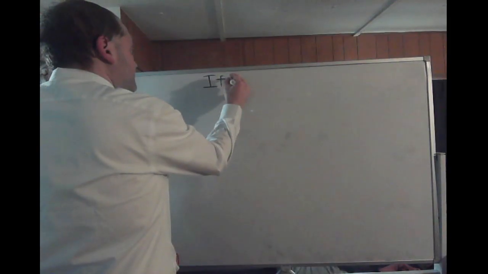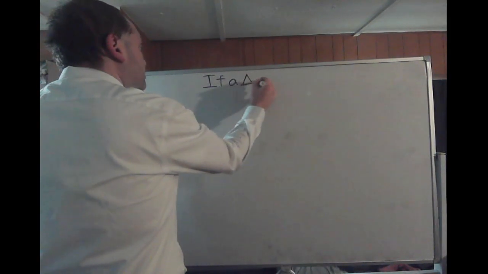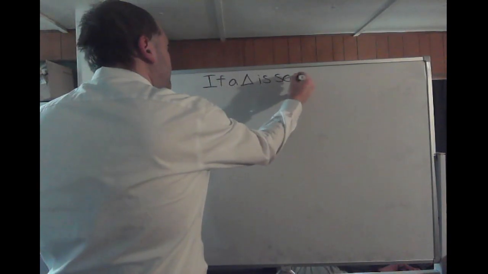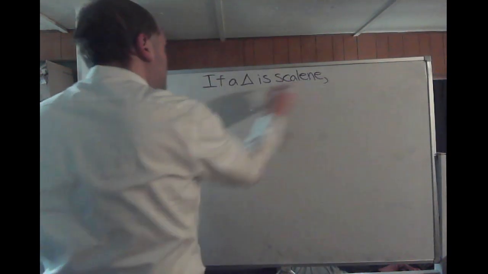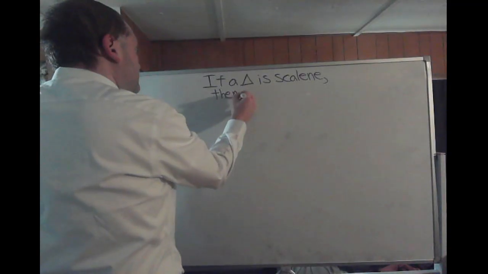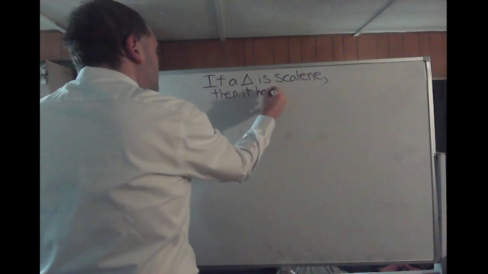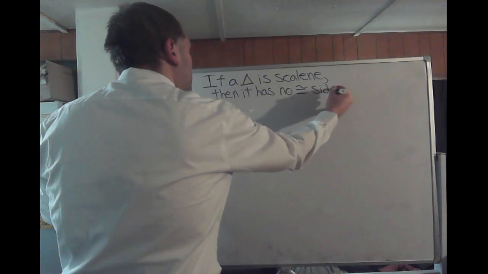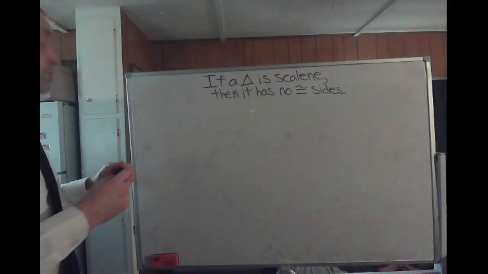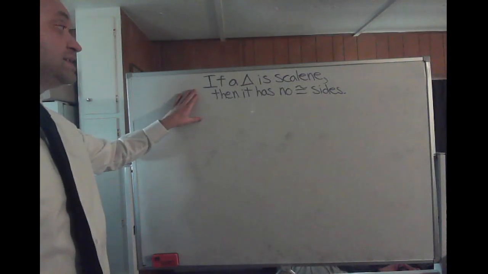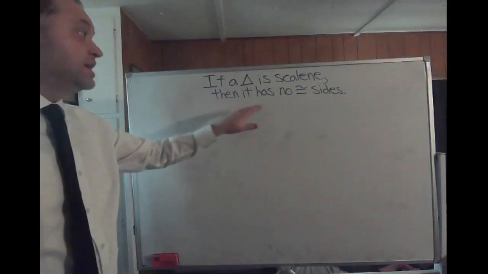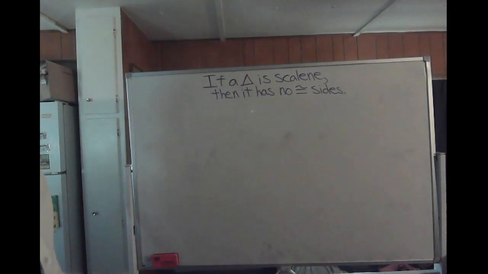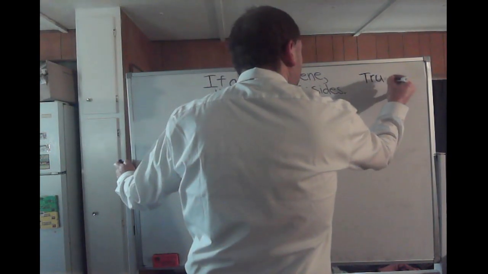So the original statement is if a triangle is scalene, then it has no congruent sides. So this is the original statement that says if a triangle is scalene, then it has no congruent sides. Well, that's basically the definition of a scalene triangle. It has no congruent sides. So the original statement in this case is also true.